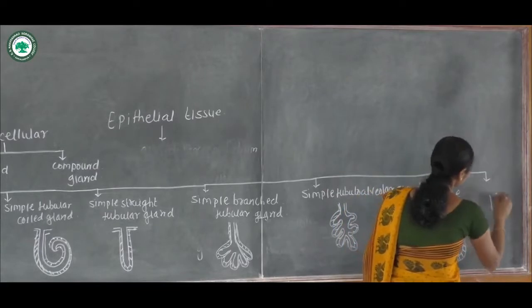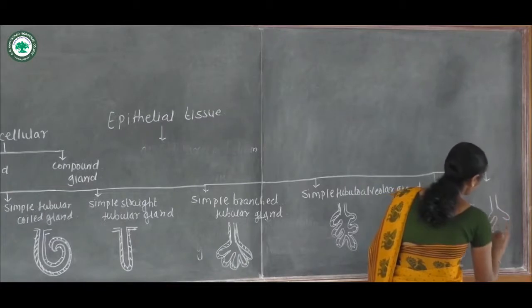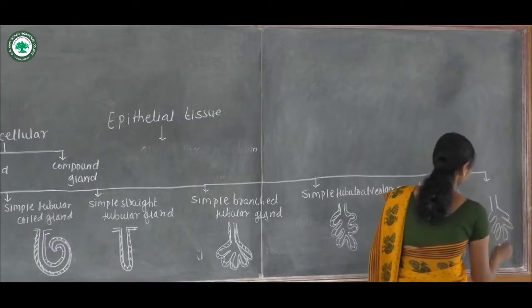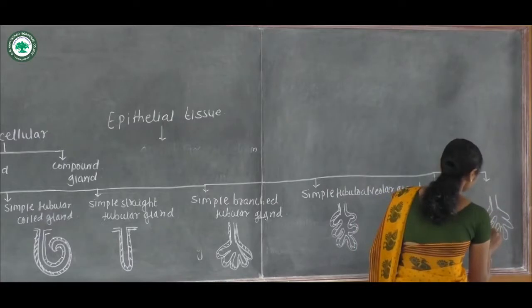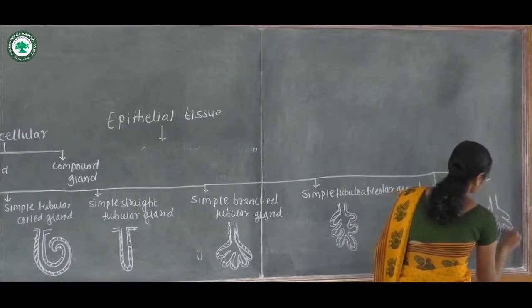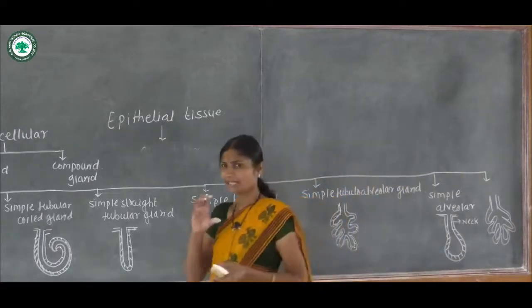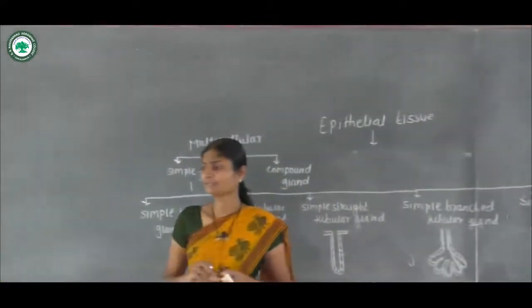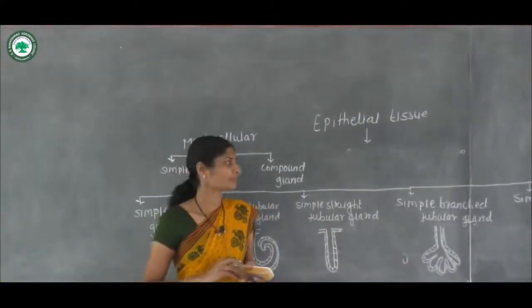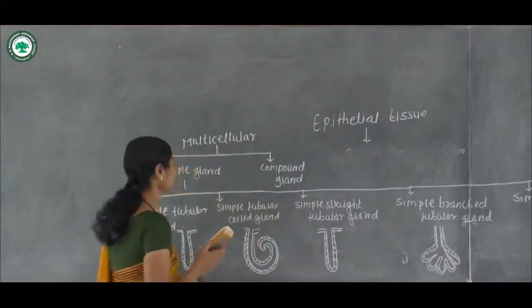These alveoli open into the common duct, and these form the simple branched alveolar glands. Such types of glands are present in the sebaceous gland.